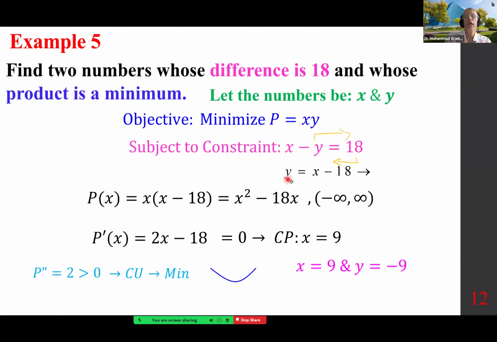And if we had chosen to write y minus x equals 18, then x would be negative 9, y would be positive 9. The point is, there are two numbers. One is positive 9, one is negative 9. Their minimum product is negative 81.